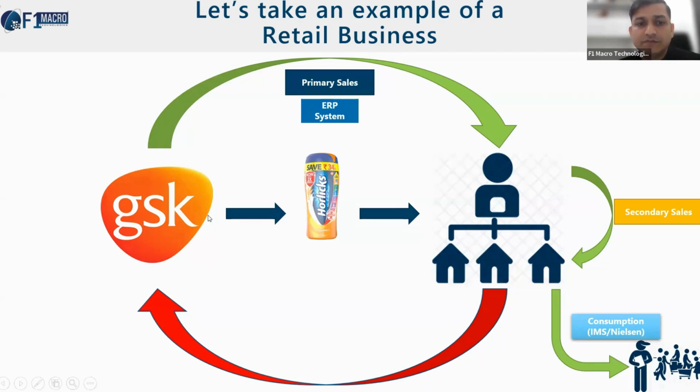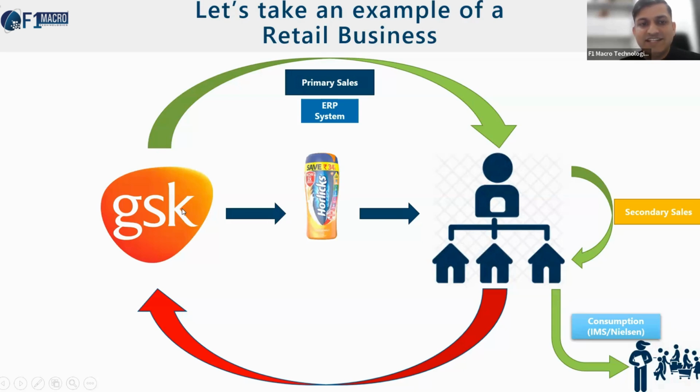A company manufactures a product, then sells that product to a distributor. GSK, for example, has around 2,500 distributors in India. I have already worked with this company. GSK has around 2,500 distributors pan India. Then the distributor will sell the product to the stores.